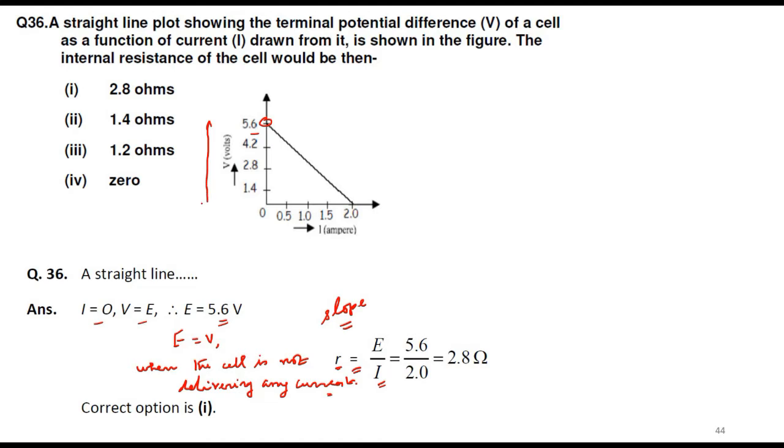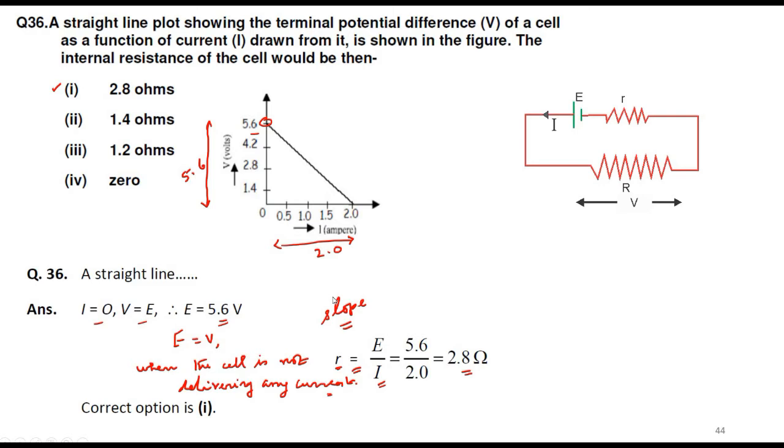Y by X, you know, slope. Then this will be the slope. So this is 5.6. This will be 2, right? So you are getting 2.8 ohm as the answer, right? But also you can understand it better from this circuit.